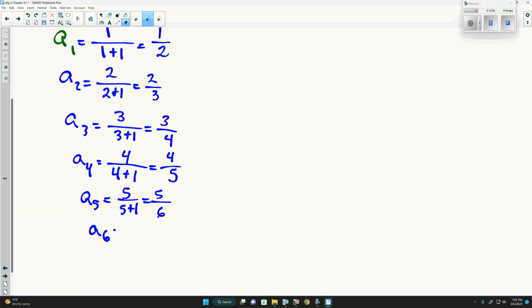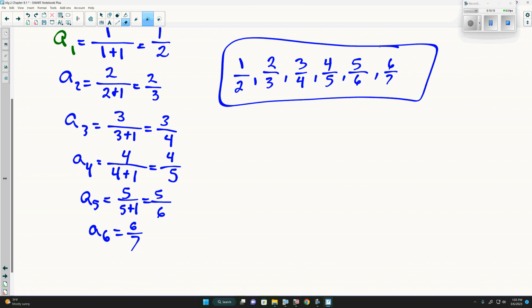And lastly, A sub 6 would be 6 over 7. So 1/2, 2/3, 3/4, 4/5, and 5/6, and then 6/7. Any questions on any of these here?